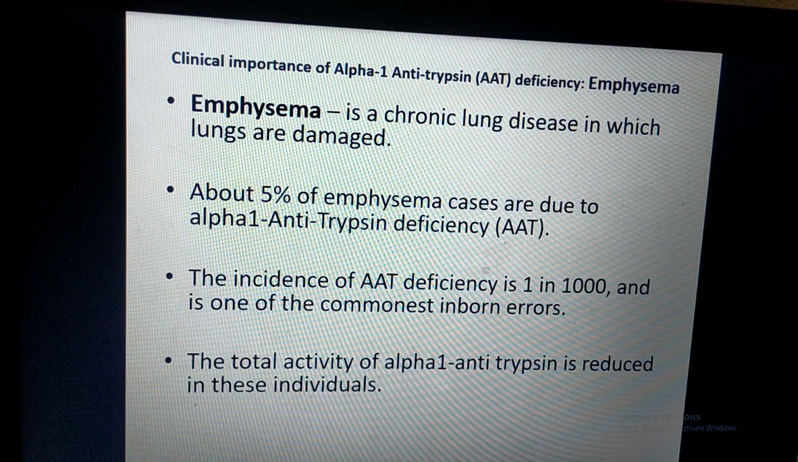The incidence of alpha 1 antitrypsin deficiency is 1 in 1000. So the incidence is more, and it is one of the commonest inborn errors. The total activity of alpha 1 antitrypsin is reduced in these individuals.